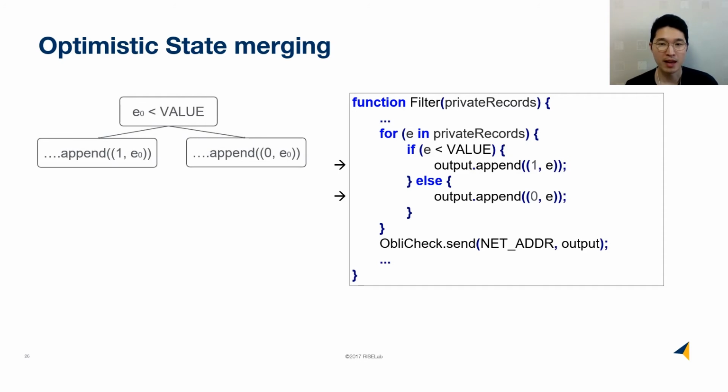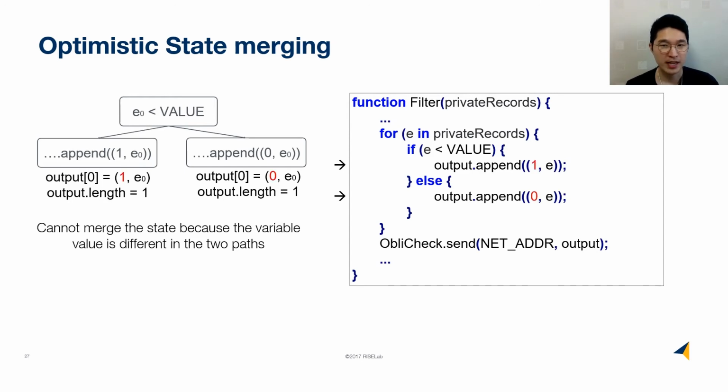In both of the two paths, a single element is added to the output buffer, the pair 1, E0, which is the first element of the private records, and the pair 0, E1 respectively. After executing the append function, the relevant program state looks like this. In traditional state merging, these two states cannot get merged because the output 0 has different values. To be more accurate, the combined path should carry these two different states with complicated path conditions.